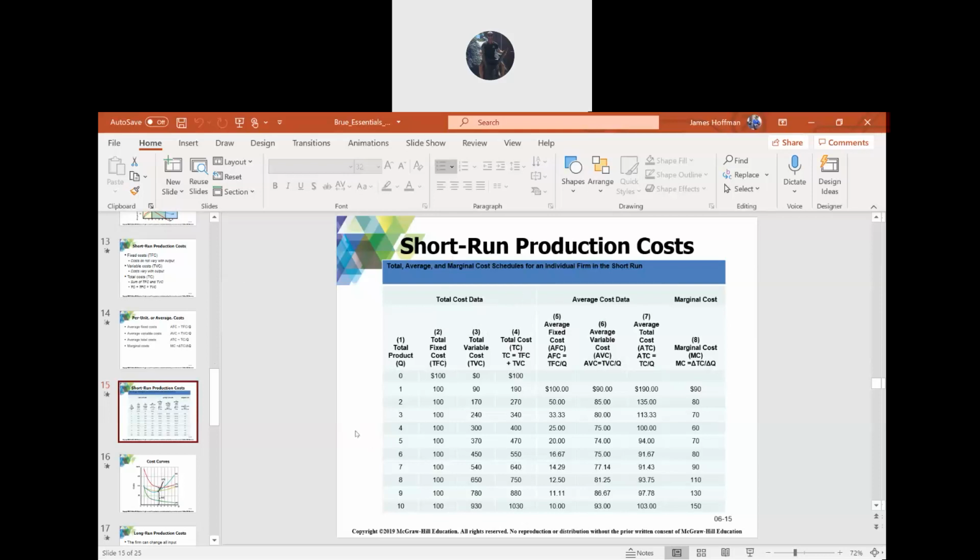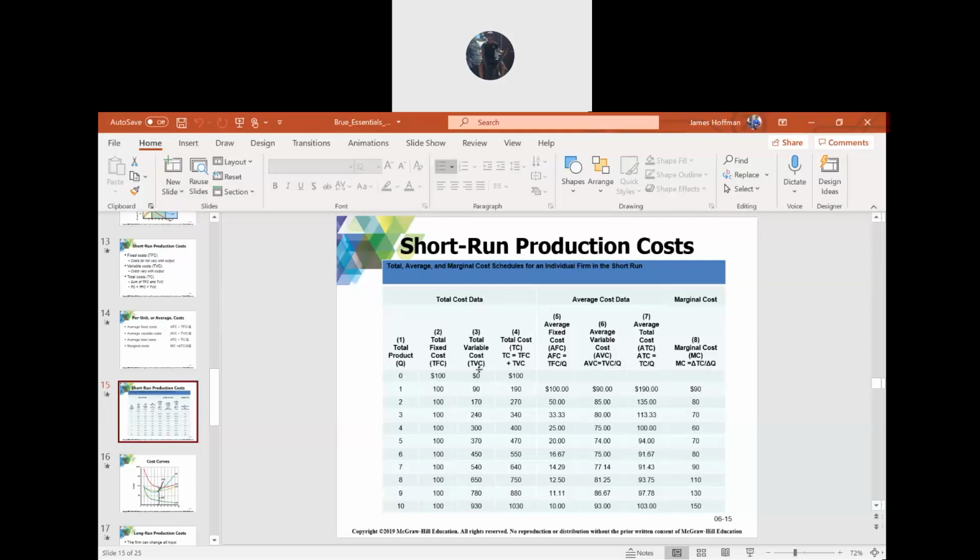So hopefully you can see this, but column 1 is total product, so 1 unit, 2 units, so on. You can see the total fixed cost is always the same because we've spent it and it doesn't change with output. So total cost is 100. Whether we produce 0 units, 2 units, 3 units, it's always 100.